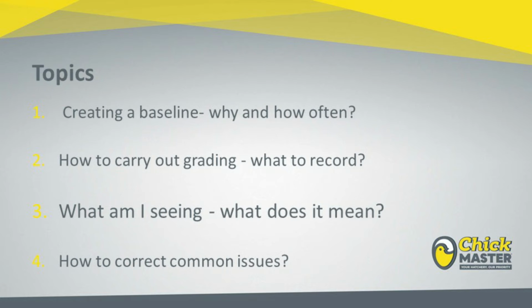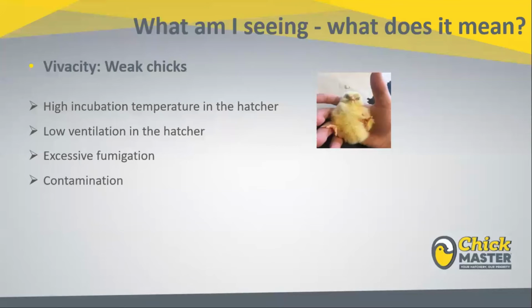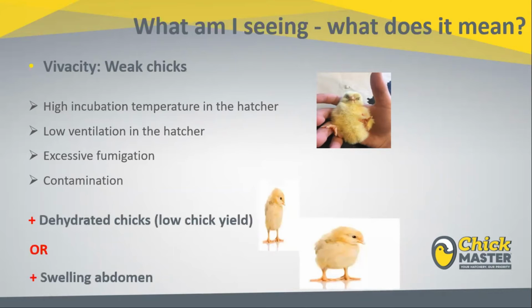So we will go to the third topic, and we will see what we can understand from the expression of each parameter. If we have weak chicks, most probably we are facing a high incubation temperature in the hatcher, or low ventilation in the hatcher, or an excessive fumigation, or maybe we have contaminated chicks. If we have weak chicks that are also dehydrated, most probably we have a high incubation temperature in the hatcher. If these weak chicks have a swollen abdomen, we can think about low ventilation in the hatcher.